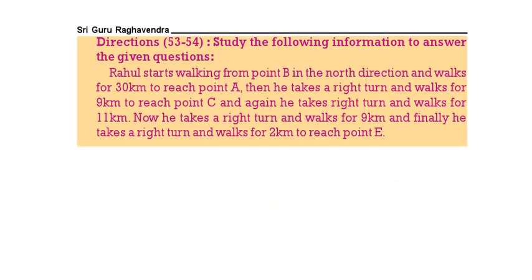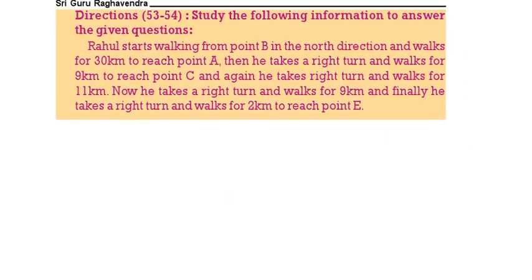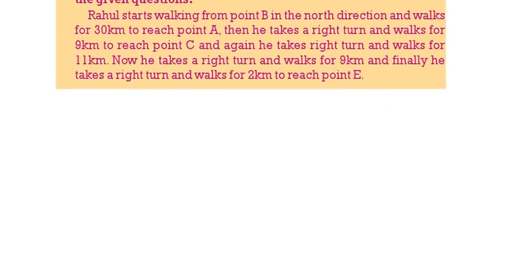See the next one, 53 to 54. Rahul starts walking from B in the north direction, then walks for 30 meters to reach A, then he takes right turn, walks 9 meters to reach C, again he takes right turn, walks 11 meters, now again he takes right turn and walks for 9 meters, and finally he takes right turn and walks for 2 meters to reach E.